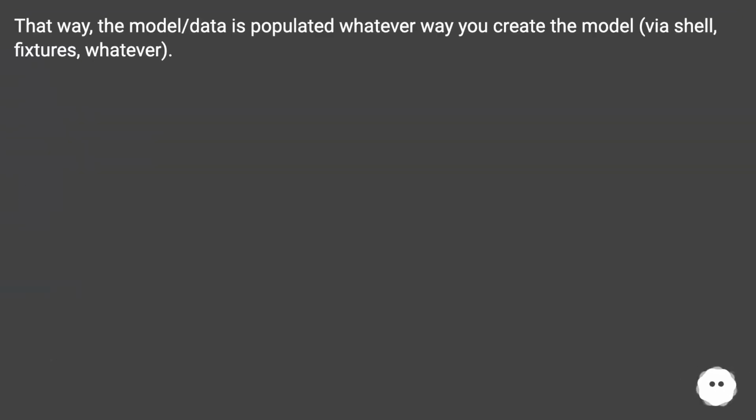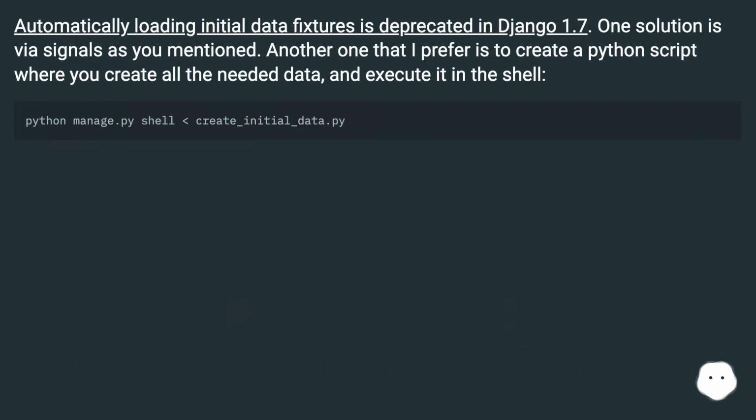That way, the model data is populated whatever way you create the model, via shell, fixtures, whatever. Automatically loading initial data fixtures is deprecated in Django 1.7. One solution is via signals, as you mentioned. Another one that I prefer is to create a Python script where you create all the needed data, and execute it in the shell.